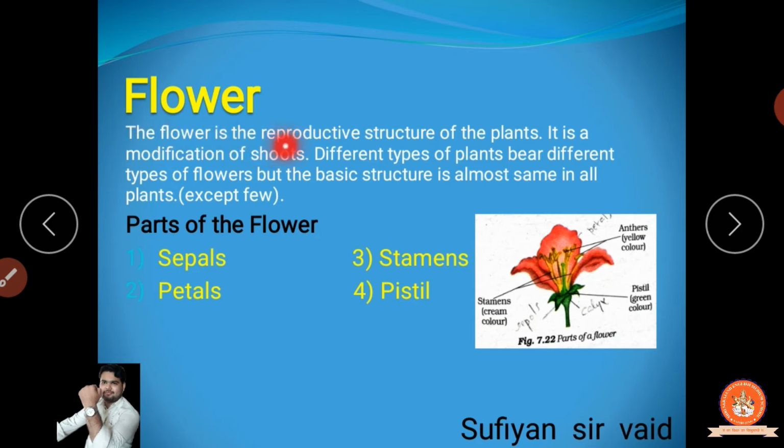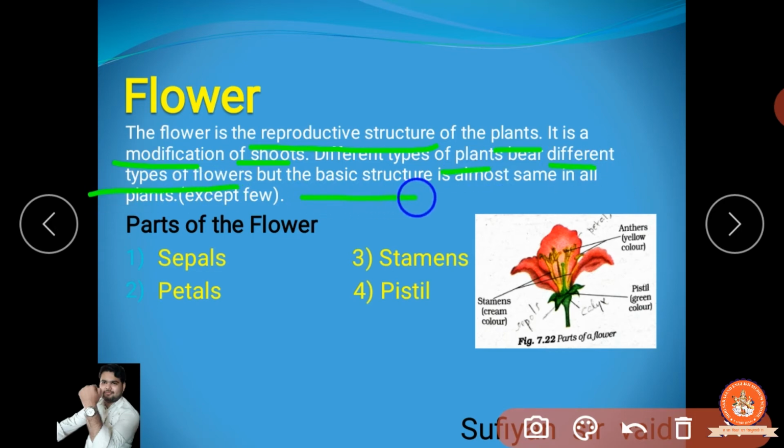Let us look here. The flower is a reproductive structure of the plant. It is a modification of the shoot. Different parts of the plant bear different types of flowers, but the basic structure is almost the same in all, except a few. So the flower is the main headquarters.